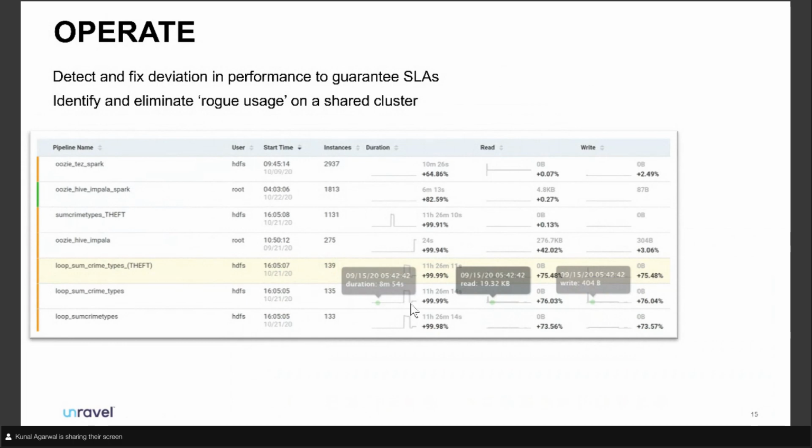Now, you want to be able to get these kinds of alerts and understand them proactively. We'll cover that in the next section on Monitor. But you want to make sure that not only are you monitoring your pipelines, there is an operator that's looking at the entire environment as a whole, because you want to eliminate rogue usage on a shared cluster as well. What does rogue usage mean?